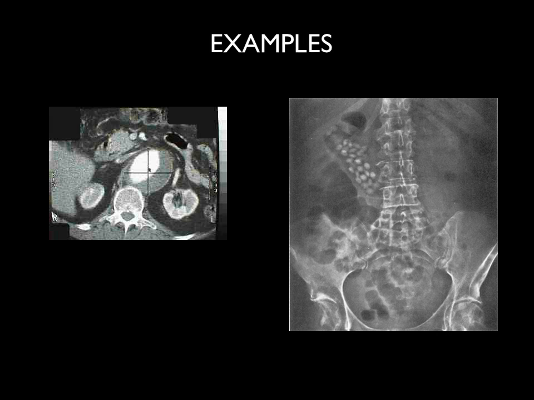So here are some examples. The first one that you're looking at is aortic aneurysm. And the second one, which is a really great picture, you don't see it very often, but those are actually gallstones.